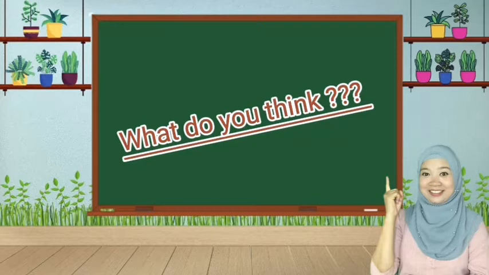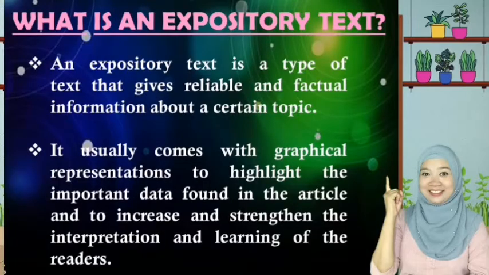So ladies and gentlemen, let us start learning what these graphical representations found in an expository text are about. What do you think is the definition of expository text and what is it all about? Okay, an expository text is a type of text that gives reliable and factual information about a certain topic. It usually comes with graphical representations to highlight the important data found in the article and to increase and strengthen the interpretation and learning of the reader.